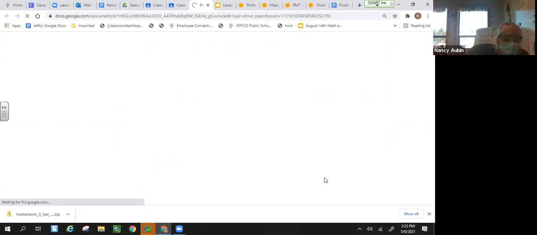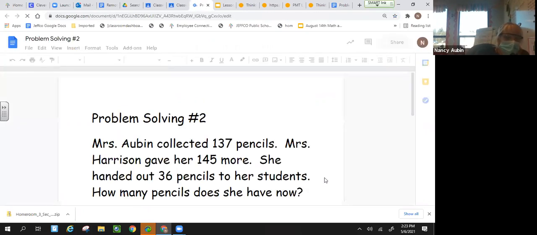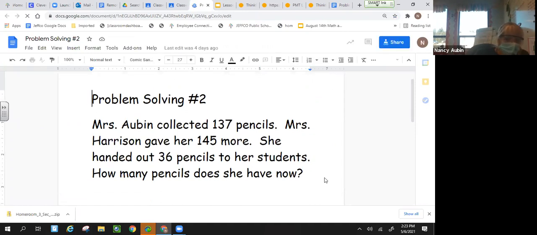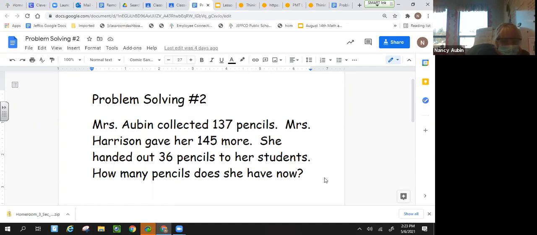You're going to click on it. And here's the problem. Mrs. Aubin collected 137 pencils. Mrs. Harrison gave her 145 more. She handed out 36 pencils to her students. How many pencils does she have now? You have to decide addition, subtraction, multiplication, division. It is a 2-step problem. I'm already going to tell you.